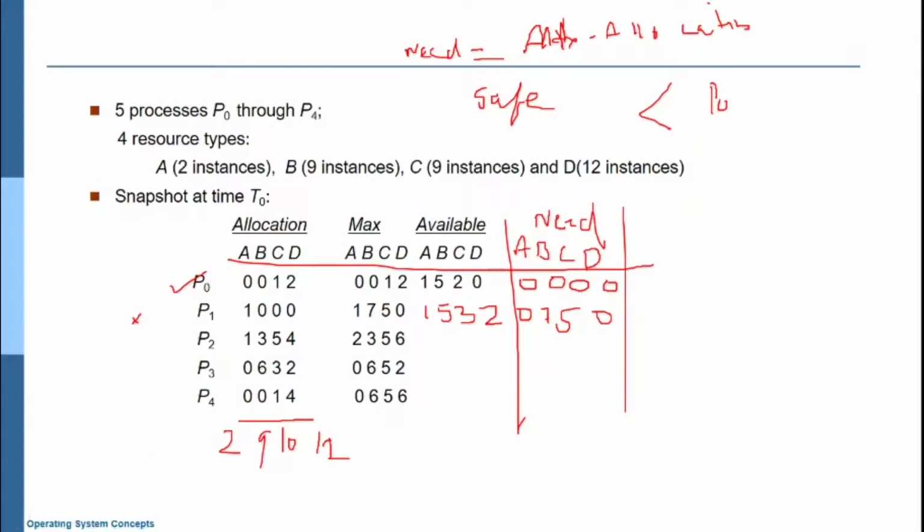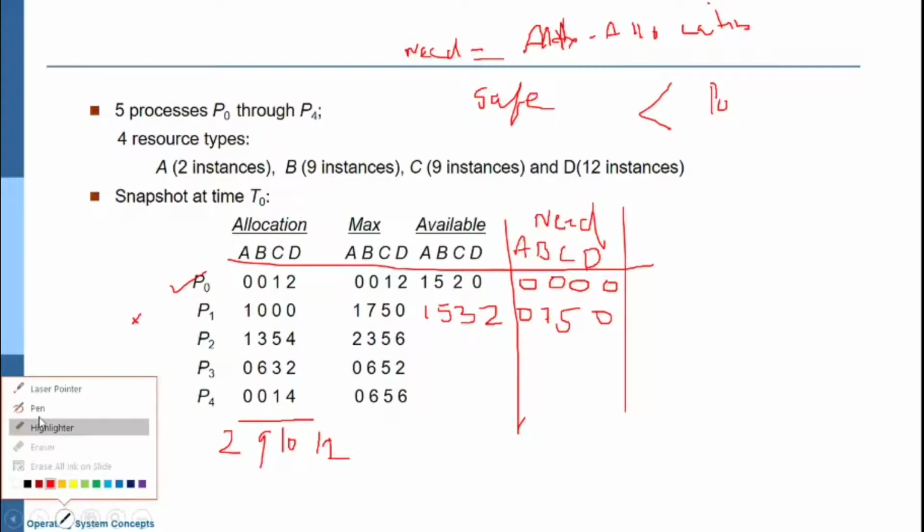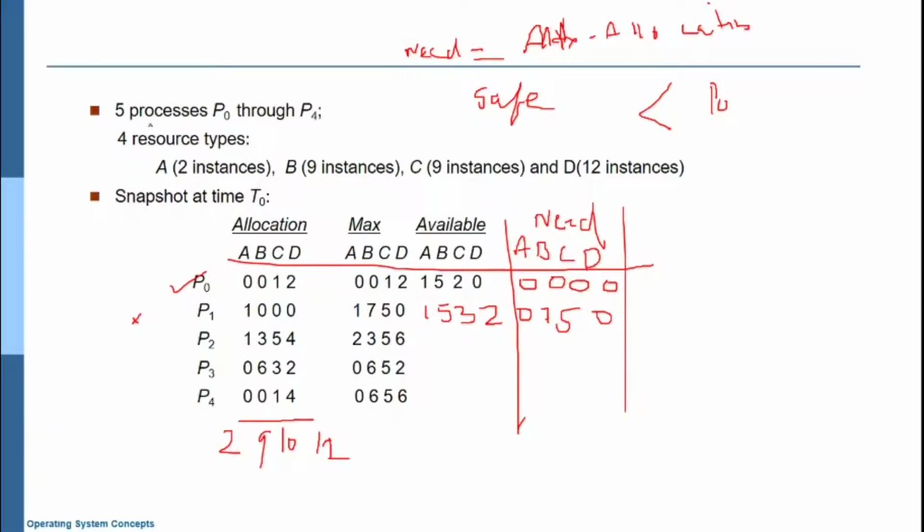So in this we have 5 processes, 4 resource types, and a snapshot at time t0. The allocation is done for each process, and the maximum requested and available are this much. First we calculate the need for all the processes. How is it calculated? Need is equal to maximum minus allocation. That is 0 minus 0, 0 minus 0, 1 minus 1, 2 minus 2. This is 0 we got. Next 1 minus 0, it is 1.